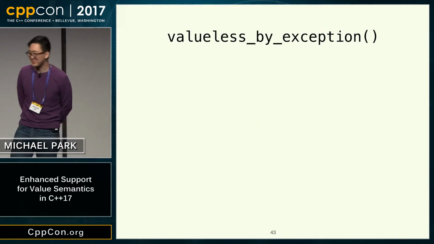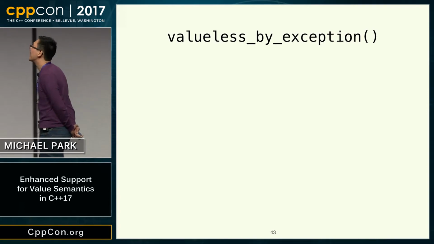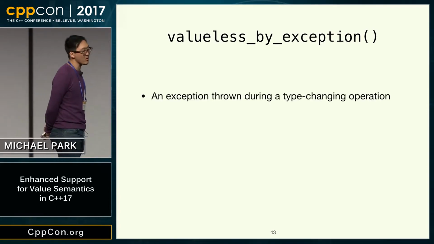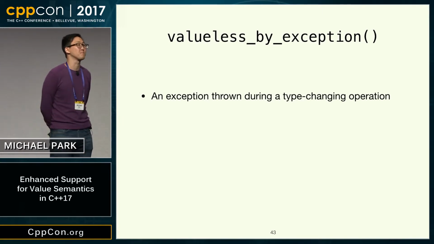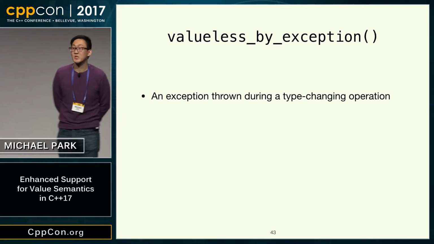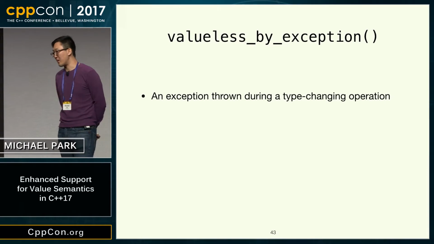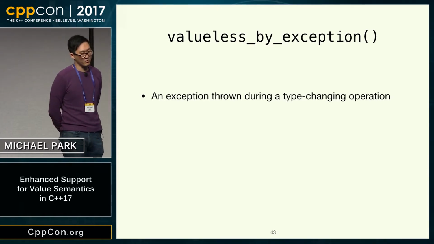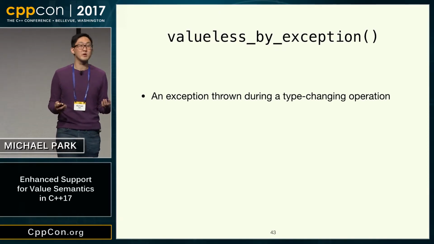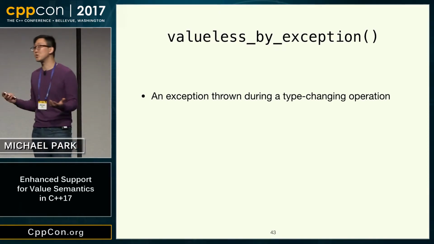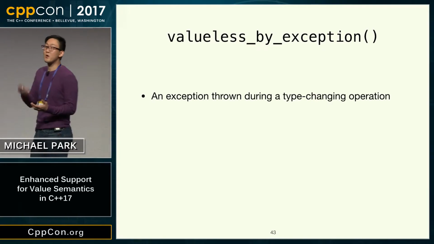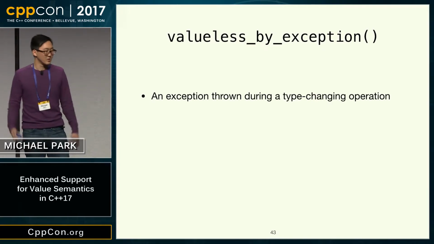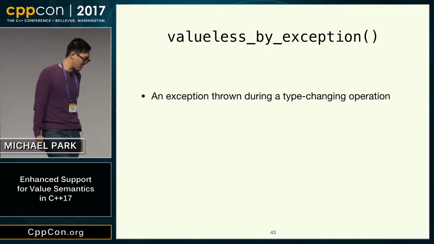All right, a few more things, and it's not all pretty, right? Because we're going to talk about valueless by exception now. So valueless by exception state happens if an exception is thrown during a type changing operation. So if I have a variant T U, and I'm in the T state, and I try to assign a U, what we're going to do is destroy the T, try to construct the U in place. If that throws, well, we have nothing now. What do we do?